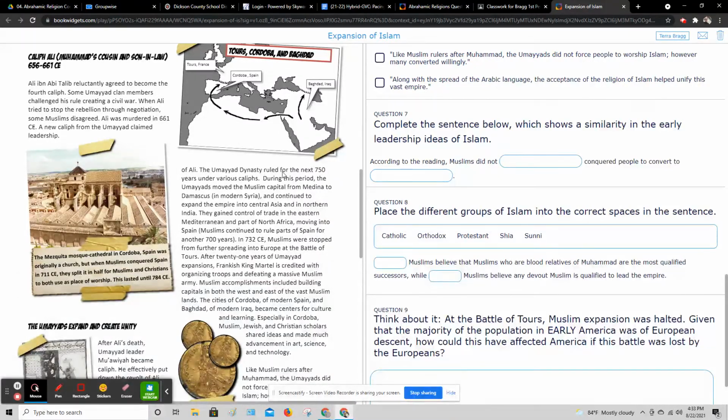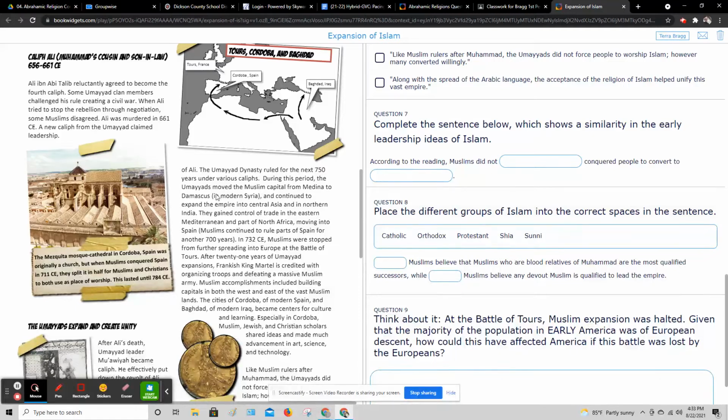The Umayyad dynasty ruled for the next 750 years under various caliphs. So, meaning it wasn't the same guy for 750 years. Duh, that's impossible. There's multiple people claiming that title. Remember, caliph is just a title, just like king, just like emperor, just like president. It's just an extra name for a leader.